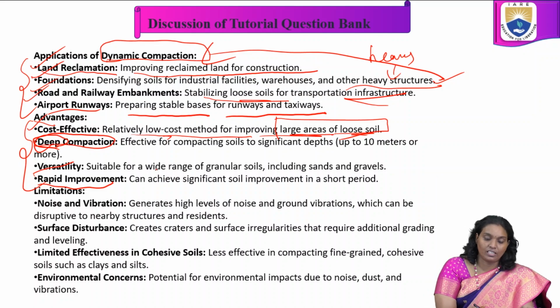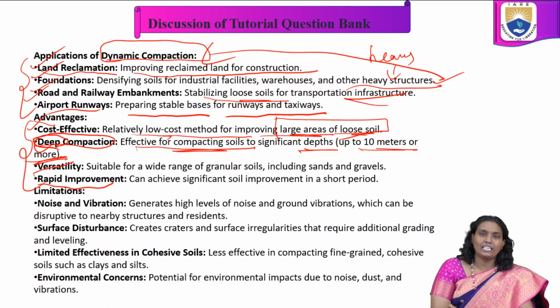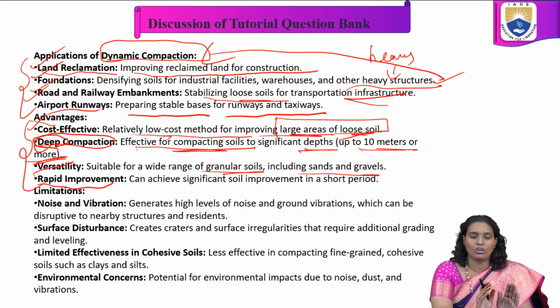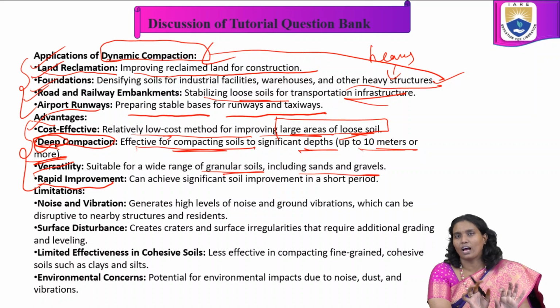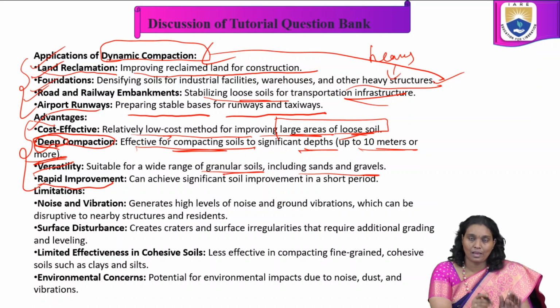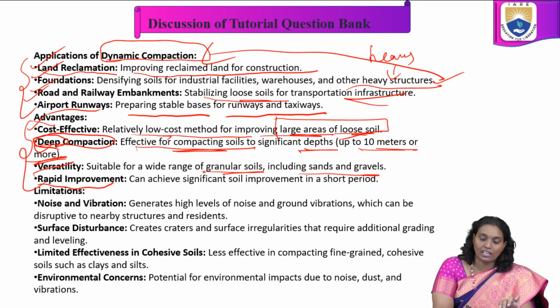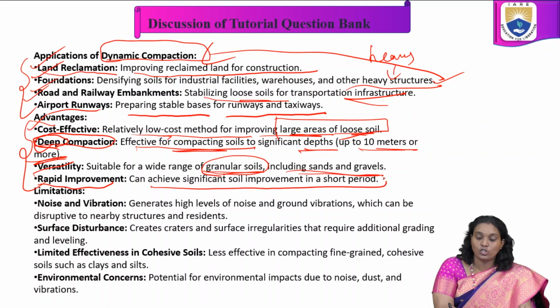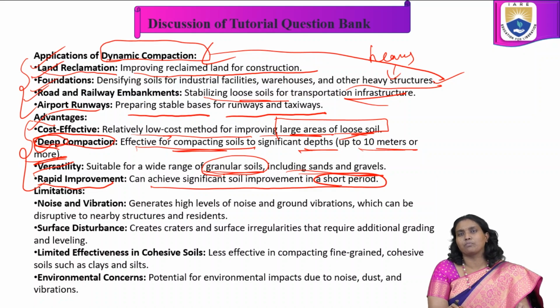Deep compaction: effective for compacting soils to significant depths. So whenever the depth is more, this kind of compaction is suitable. It is suitable for a wide range of granular soils, including sand and gravels. Some of the techniques are confined to only one kind, only cohesive soils, only non-cohesive, like that. But this dynamic compaction technique is used for granular soils, including sands and gravels. Rapid improvement: can achieve significant soil improvement in a short period. In less time, we observe the modifications of the soil properties.